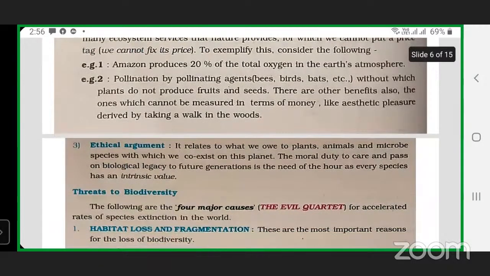Then the ethical argument: there is a contact, there is intimacy between plants, animals, and human beings. That is nothing but coexistence. So without plants and animals, there is no human life at all. That is nothing but the ethical argument.